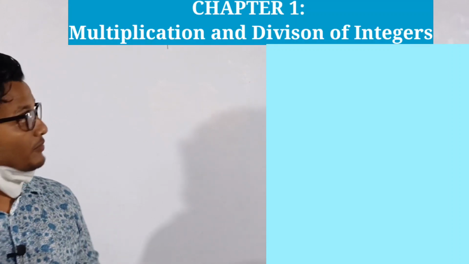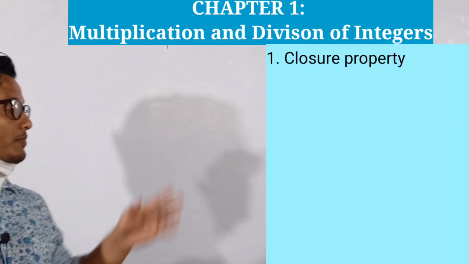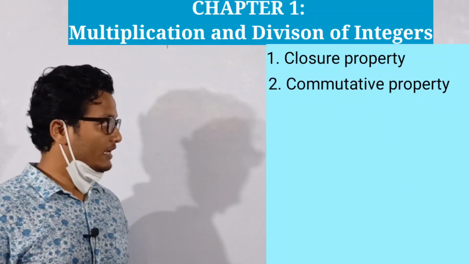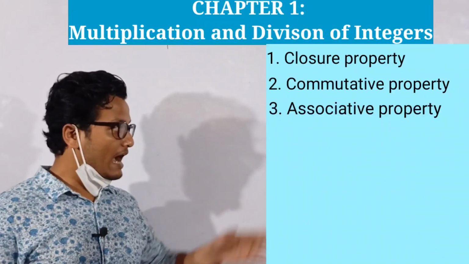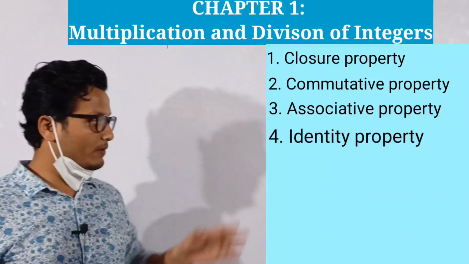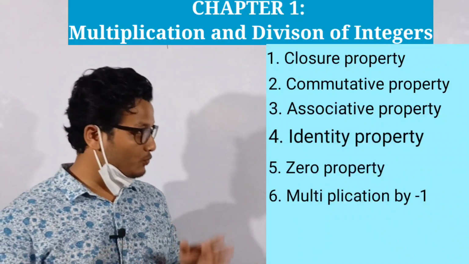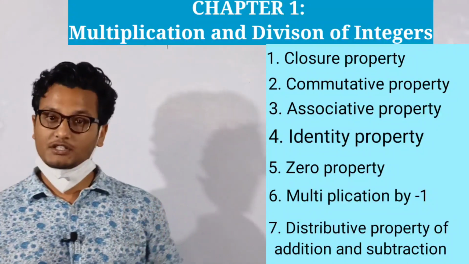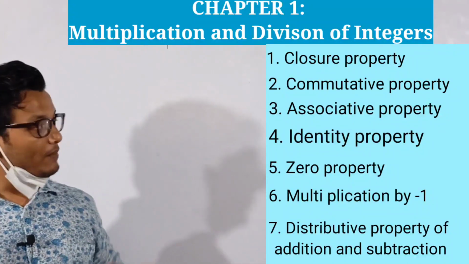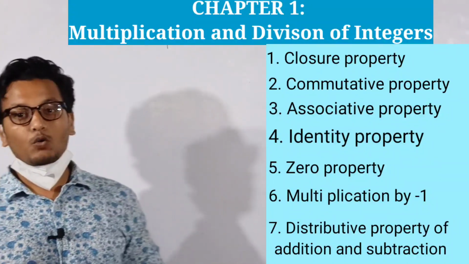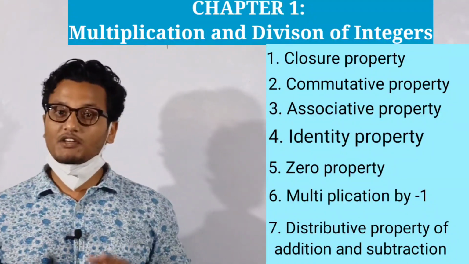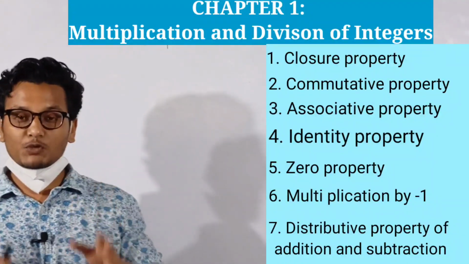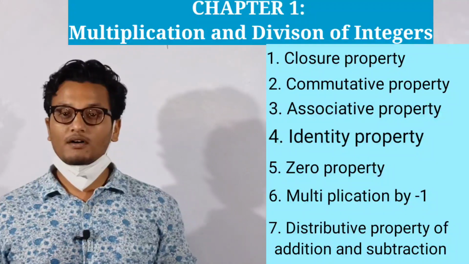In the last class we have studied the closure property, the commutative property, the associative property, identity property, zero property, multiplication by -1 and the distributive property of addition and subtraction. Students, today by using these very properties we will try to solve the questions given in the exercise. So let's move to exercise number 1.